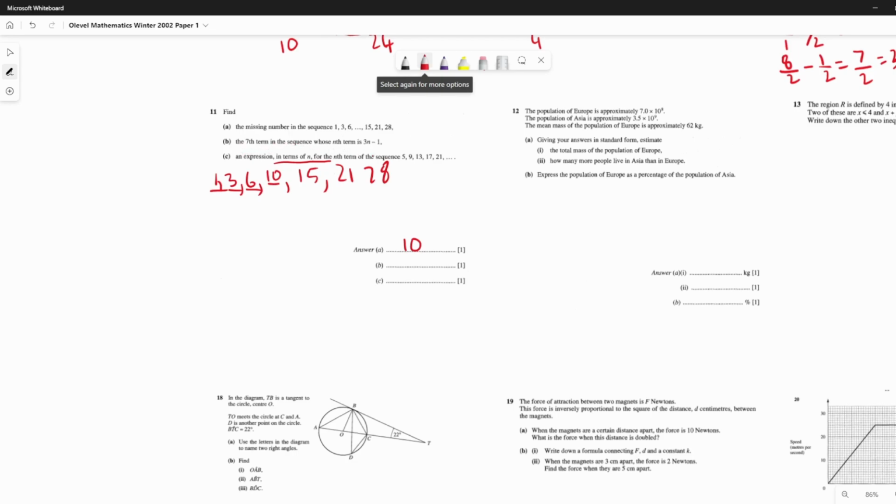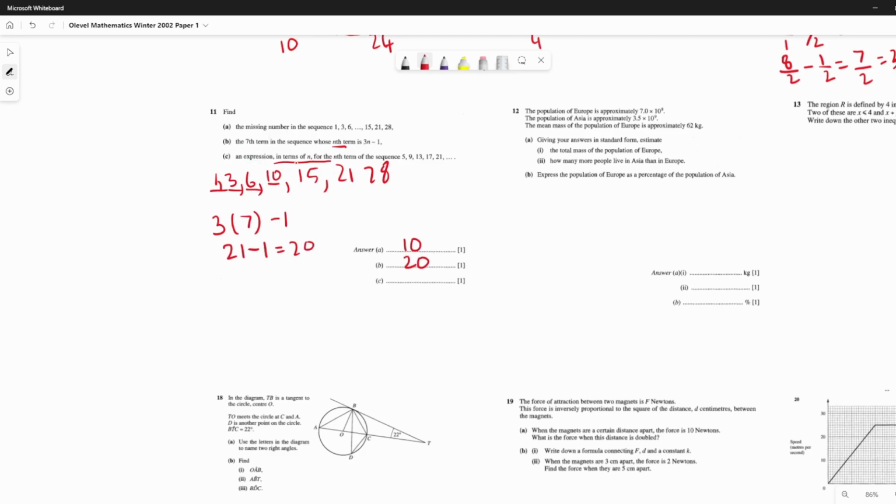The 7th term in a sequence whose nth term is 3n minus 1, we can simply replace n with 7 since n is any term, so nth term, so 7 is n in this regard. 3 into 7 minus 1, which is going to be 21. Oh, I need to be better at my writing. 21 minus 1, which is going to be 20, and that is going to be our answer, 20.